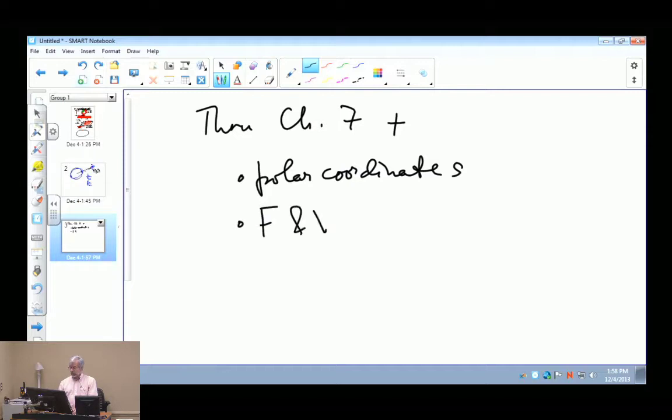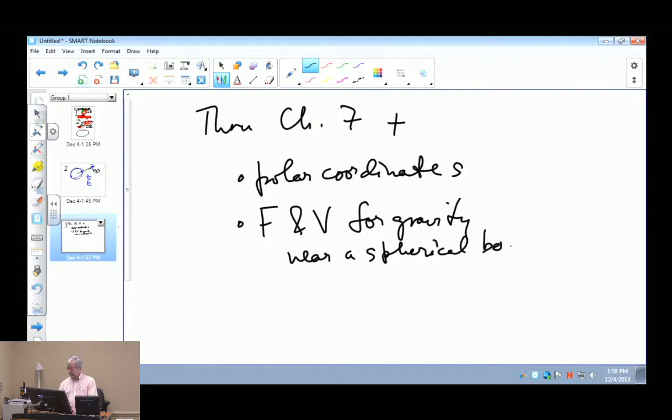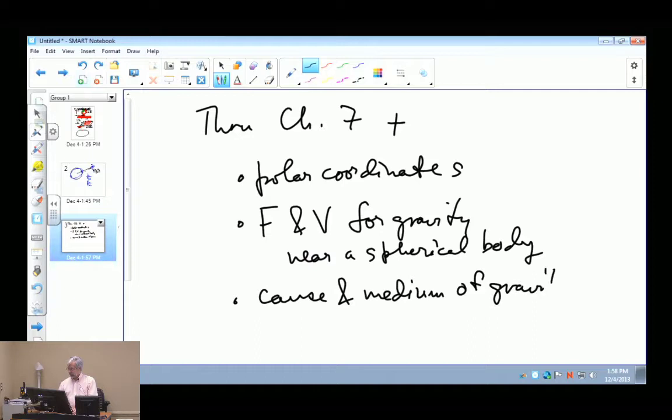Force and potential for gravity near a spherical body. Right? Inverse square law for the force. And also the cause and mechanism, the cause and medium of gravity, namely the plana, mass and plana. So there are potentially three kinds of mass that we're talking about when we're talking about the plana.